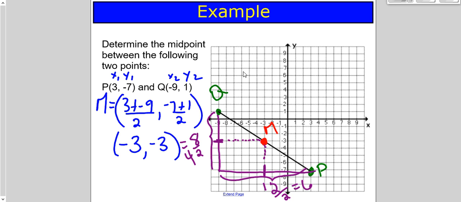I get this midpoint. So if we add our x's together, divide by 2, add our y's together, divide by 2, then we will definitely get our midpoint without having to do the graphing.